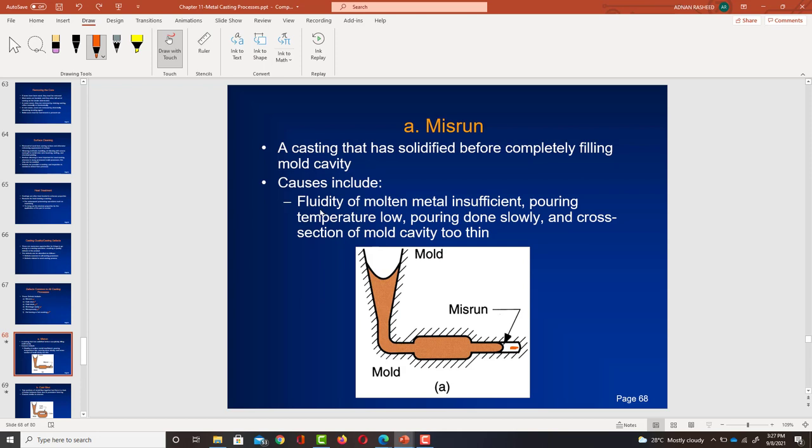What are the reasons? The fluidity of molten metal is insufficient, the fluid does not have sufficient fluidity to move, and before reaching its destination it solidifies. Pouring temperature can be low, pouring temperature can be a factor, and pouring done slowly can be another factor, and the cross section of the mold cavity too thin. So all are the reasons for creating the defect that is known as misrun. Clear?